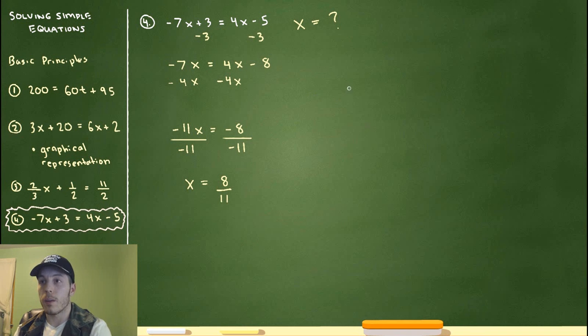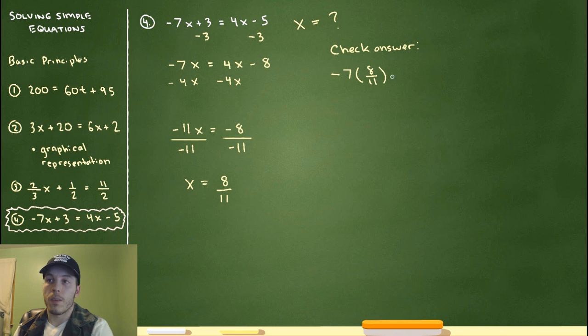And last thing, you may want to check your answer. So let me go over here and just write check answer. So we have negative 7 times, now x is 8 over 11 plus 3, and we're going to see if this is equal to 4 times, instead of x, we're writing 8 over 11, and minus 5.